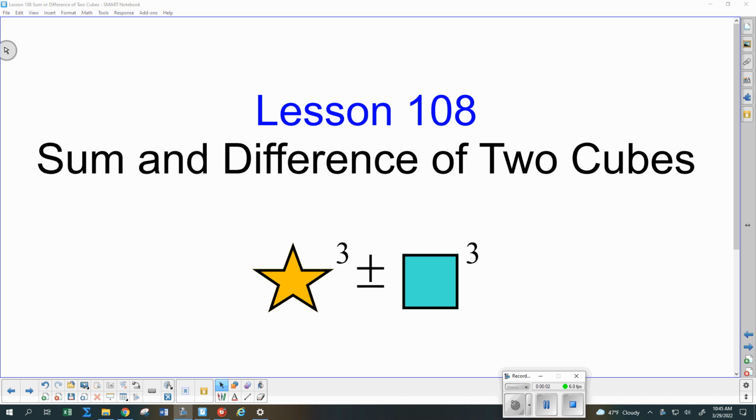As I was just saying, today we're going to talk about another factoring pattern, something that's cubed plus something else that's cubed, or something that's cubed minus something else that's cubed. We know difference of squares.